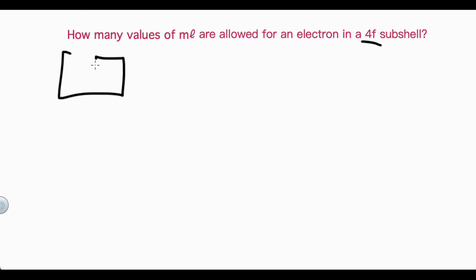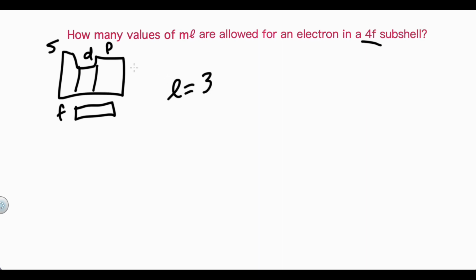So here's the periodic table, and there's s, p, d, and f. What is the angular momentum quantum number, l, of f? I'm going to give you guys a second. Answer it. 3, 2, 1. You should know it off the top of your head. It's 3, because 0, 1, 2, 3.